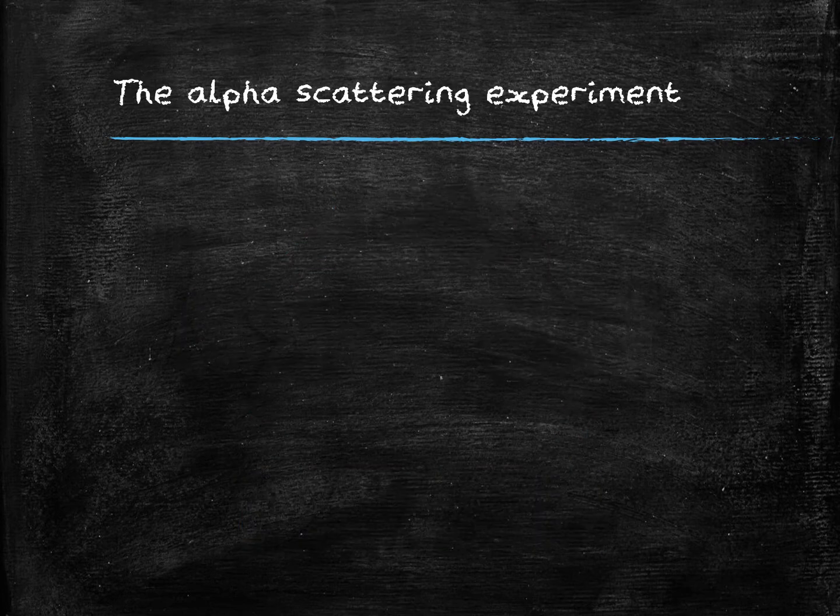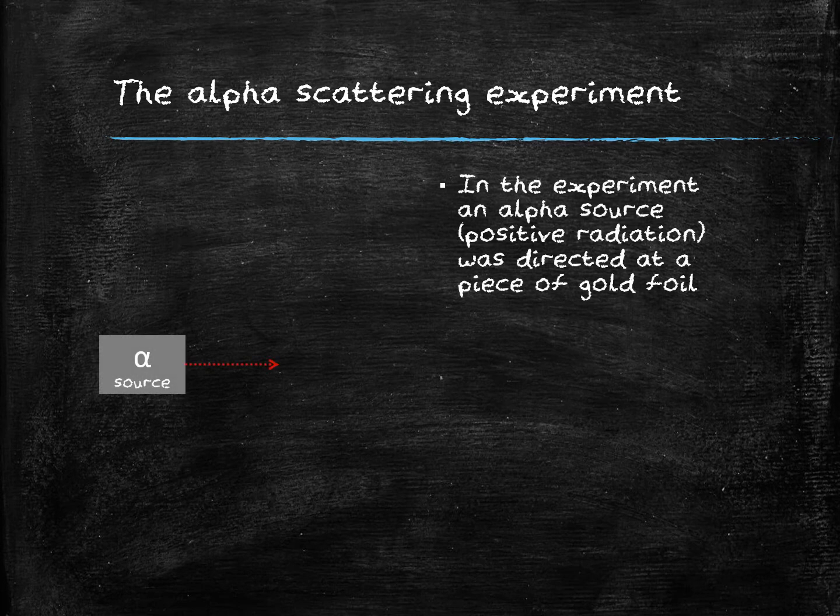It was obtained using the alpha scattering experiment. In the experiment, an alpha radiation source is fired at a thin piece of gold foil. Now, gold was used because it could be made incredibly thin, only a few hundred atoms thick. This experiment was done inside a vacuum, which stopped the alpha particles from interacting with anything other than the gold foil. You'll be looking at the properties of alpha particles in a bit more detail in a later video.